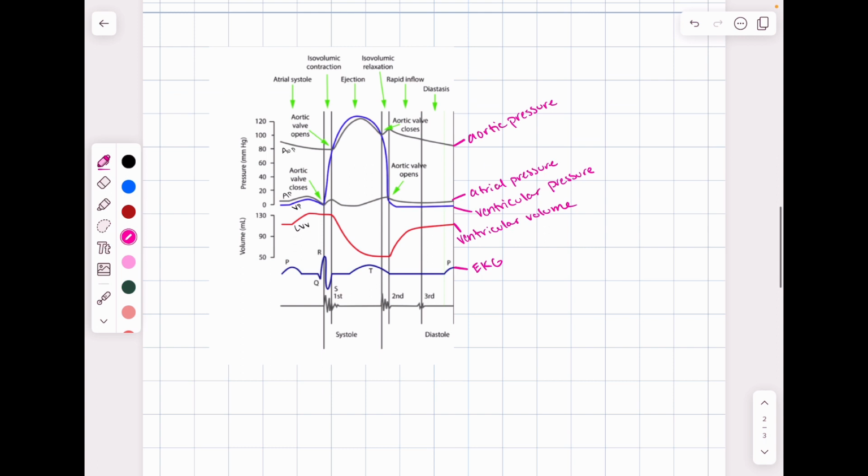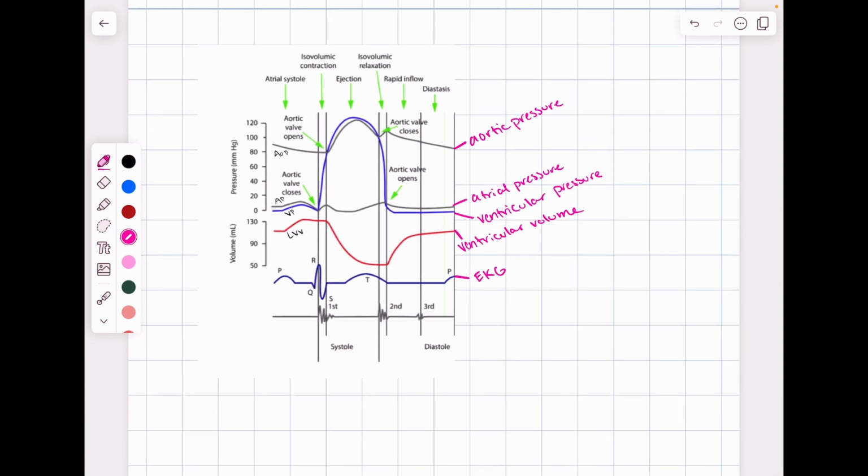So this is the Wiggers diagram. Looks super complicated, but it's actually not too bad when we break it down a little bit. So let's start with one section at a time. So we're going to start with atrial systole, which is going to be all of this right here. Okay, so when we think of systole, we want to think of contraction. So this is going to be atrial systole, so the atria are going to contract, right?